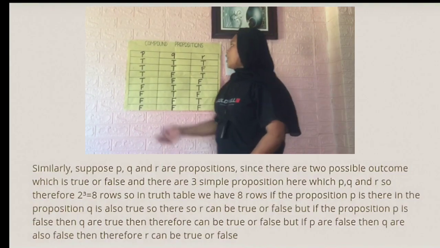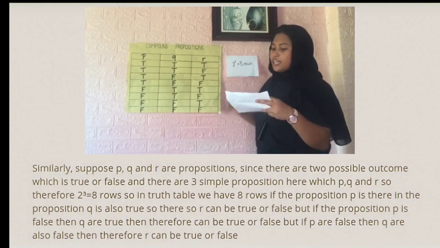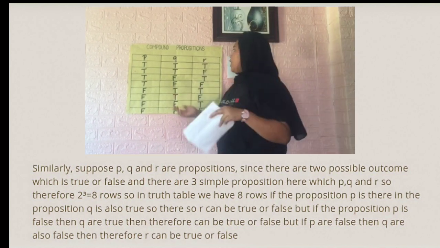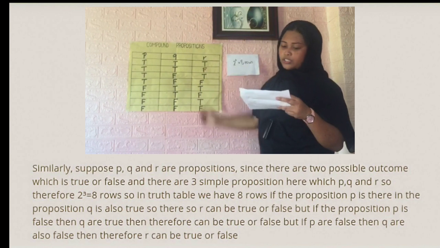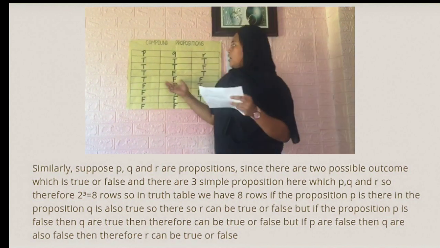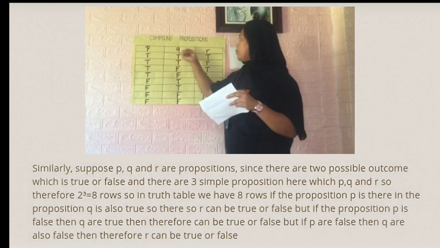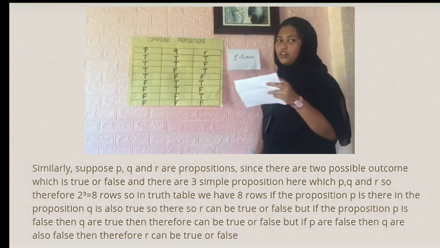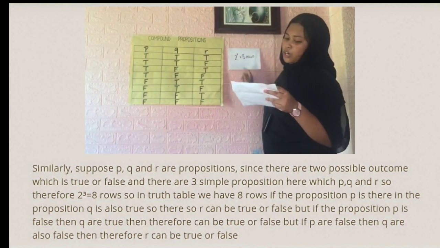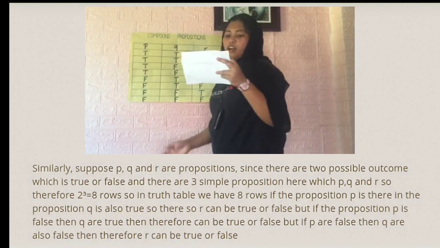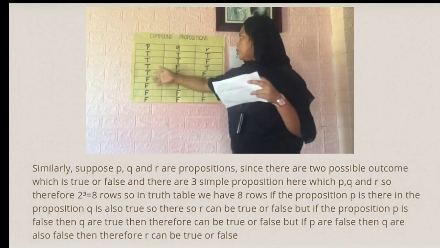Similarly, suppose P, Q, and R are propositions. Since there are two possible outcomes, true or false, and there are three propositions here, P, Q, and R, therefore 2 cubed equals 8 rows. So in the table, we have 8 rows.